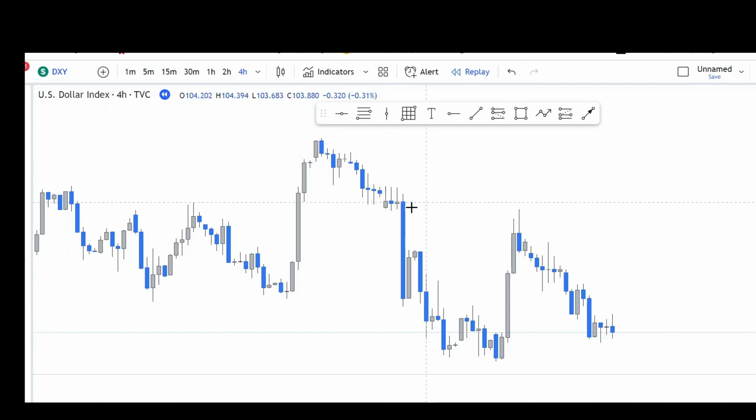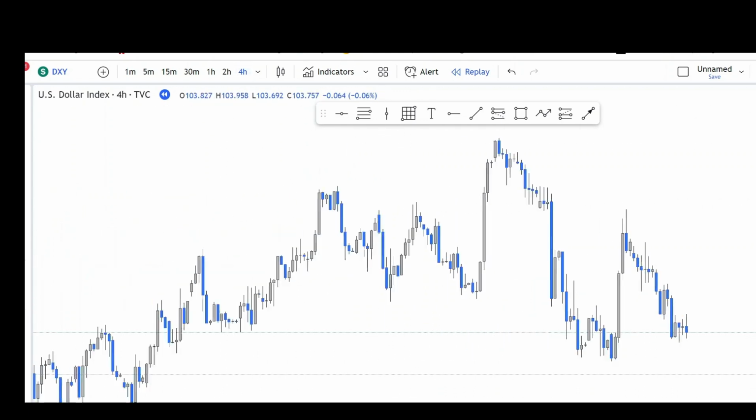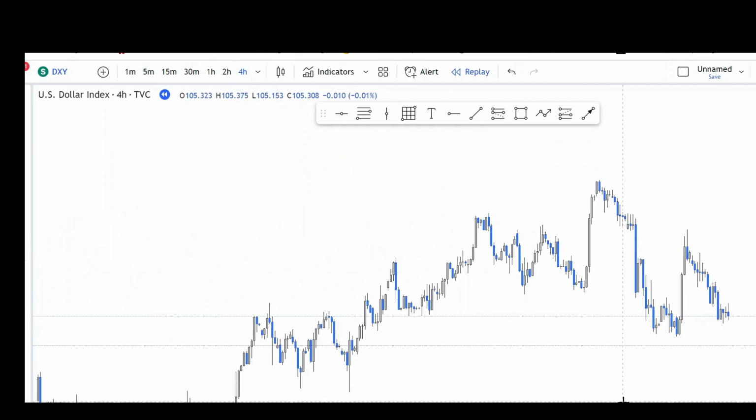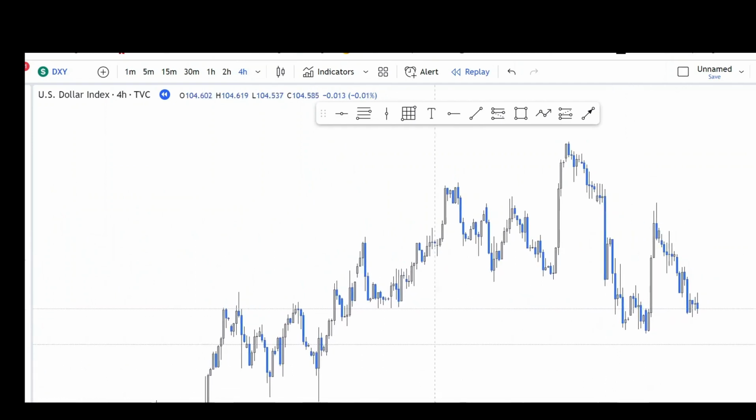So we're on the DXY, on the 4-hour time frame. What do we see? What I could see was price was trending upwards overall. There was a nice little flag pattern here. Good demand zone being respected here. Let me change that to a demand. Another demand zone being respected here.